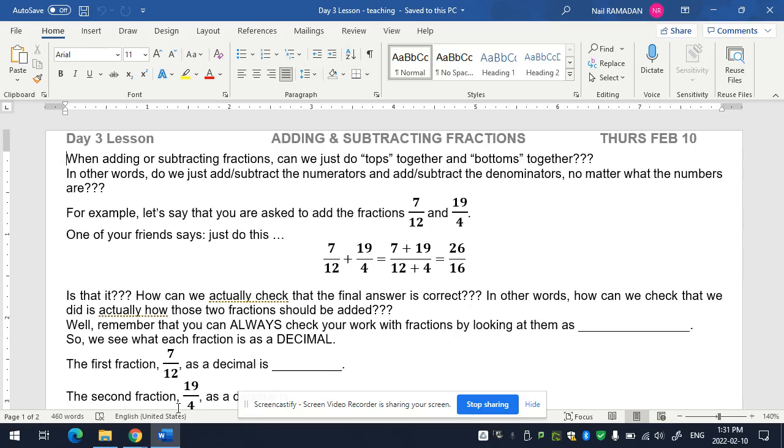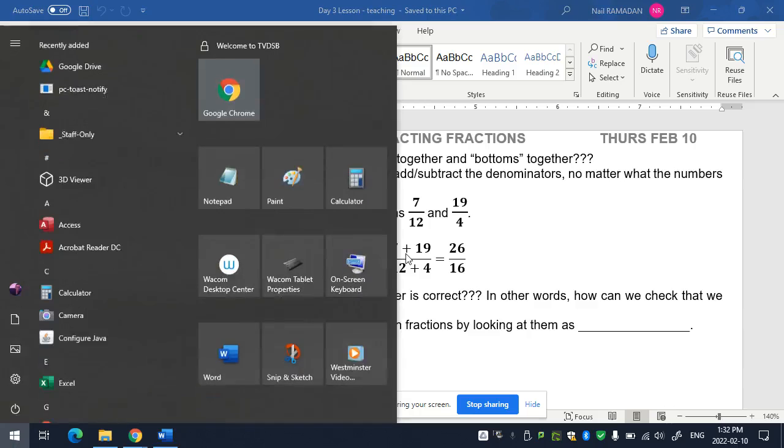A very big mistake is people think, oh, just add the tops together and add the bottoms together. Okay. I can prove to you in a very easy way that that doesn't make sense. Here's the easiest example. Everyone, pencils down. Since I want this to be on the video, I'm going to do it in Microsoft Paint.